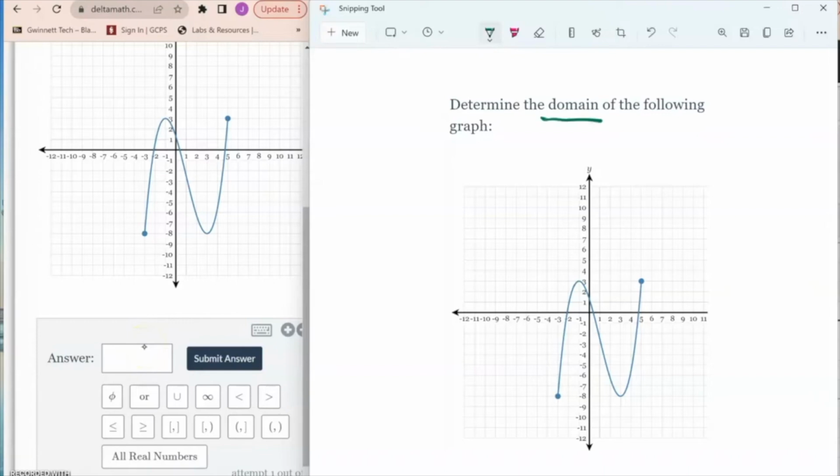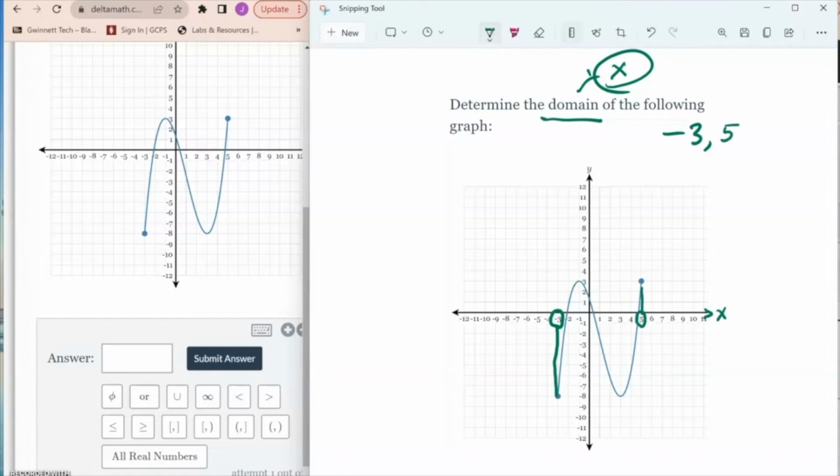So remember, domain is which values? Your x values. So go to the end of the graph on the left, right here. What is the number? Because it's my x values, I have to go up to x. -3. So I'm going to do domain -3. And then go to the furthest point on the right-hand side. The furthest point of the graph on the right-hand side is right here. What's that x value? It has to be x because it's domain. It is 5.